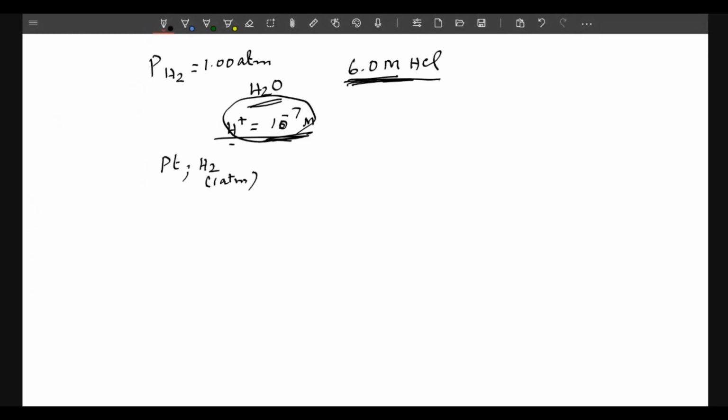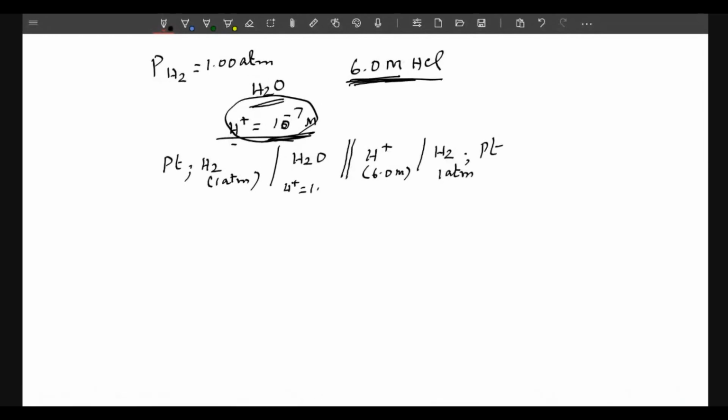Now you can write down the cell as Pt, hydrogen, both at 1 atmosphere, water, then the salt bridge, since it is without transfer, H plus 6 molar, hydrogen gas at 1 atmosphere, and platinum. Here the H plus ion concentration in water is 10⁻⁷ molar. Don't forget, the electrode activities are the same, but the electrolyte activities are different.